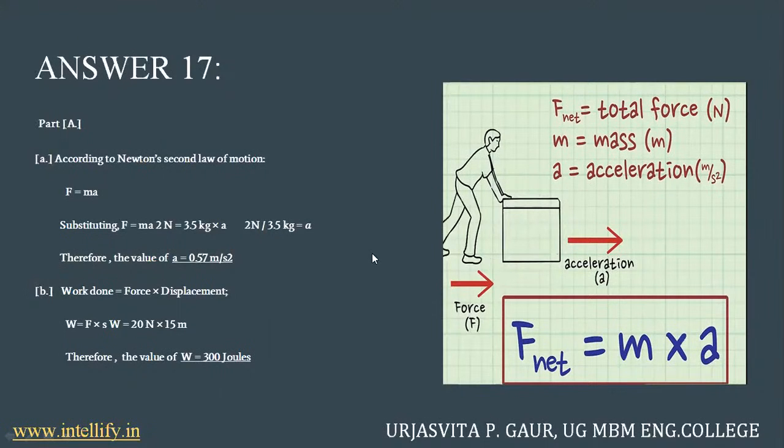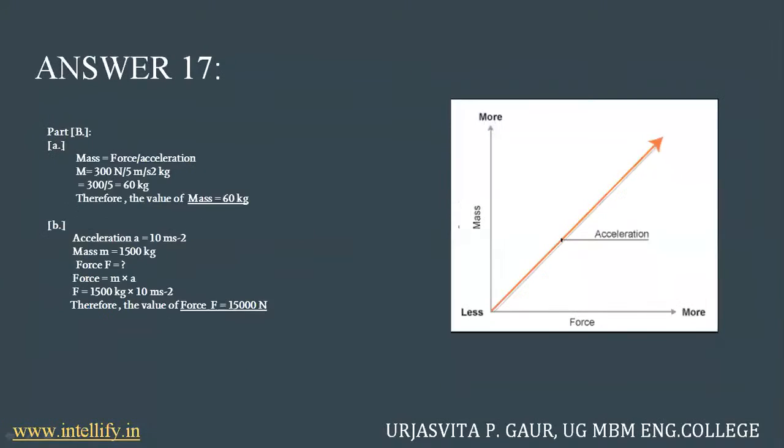So first we need to understand that work can also be written as force into displacement, and the displacement in this case is also given to us to be 15 meters. So the work done can be easily found out by 20, that is the force, into 15 meters, that is the displacement, and that easily gives us the value of W to be equal to 300 joules. The only trick was this formula, W is equal to F into S, and keep in mind the units that you're using while calculating.